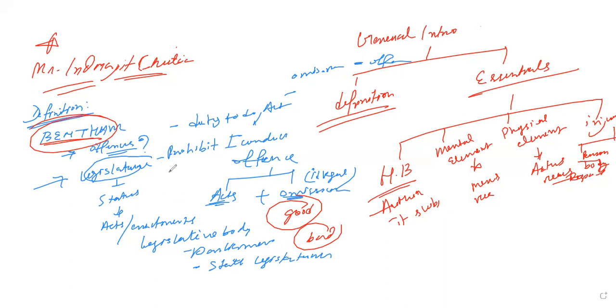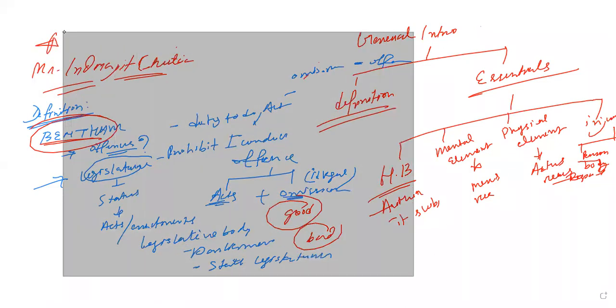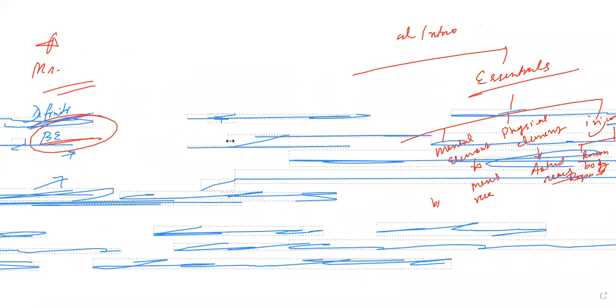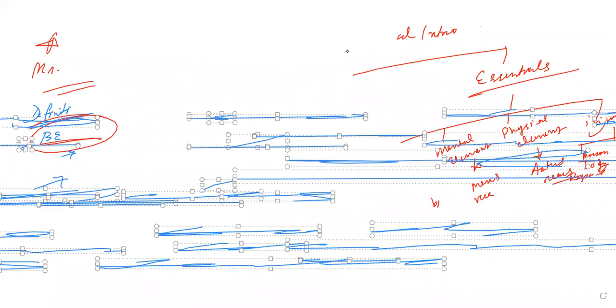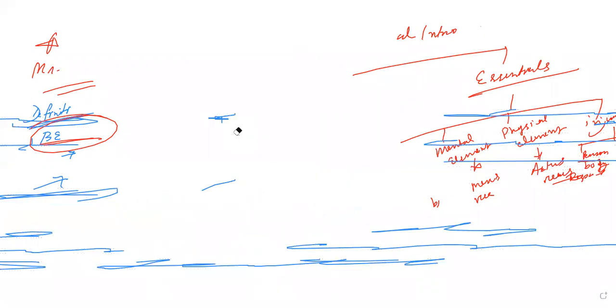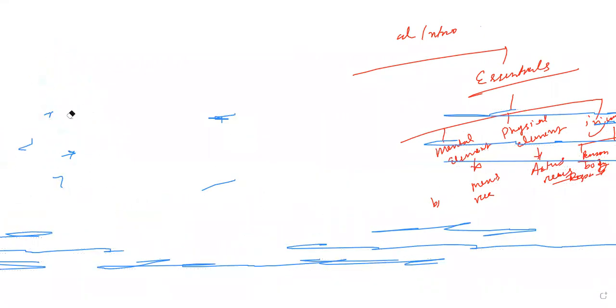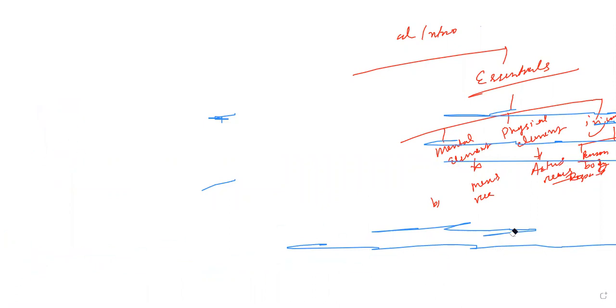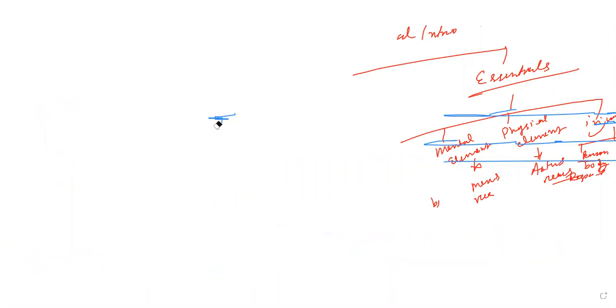So what we can say from the conclusion is that... I need to erase. So we can from conclusion here. So the meaning of crime here. So crime, crime means what?